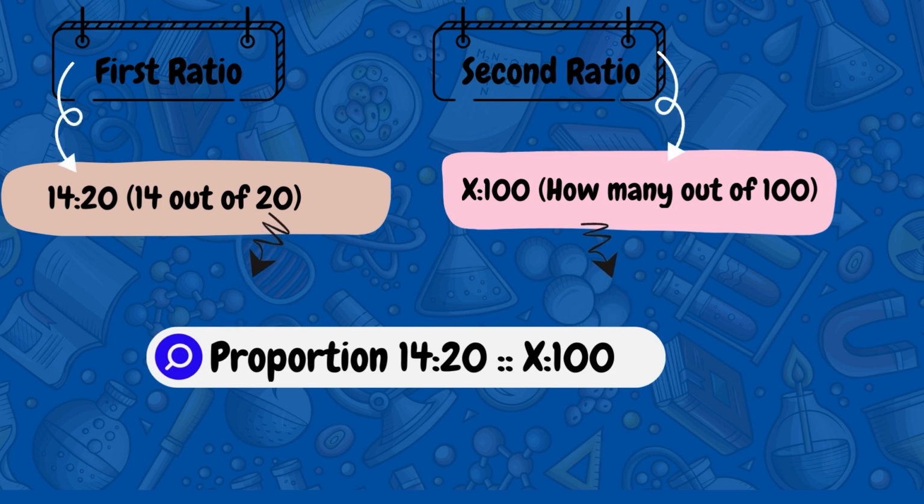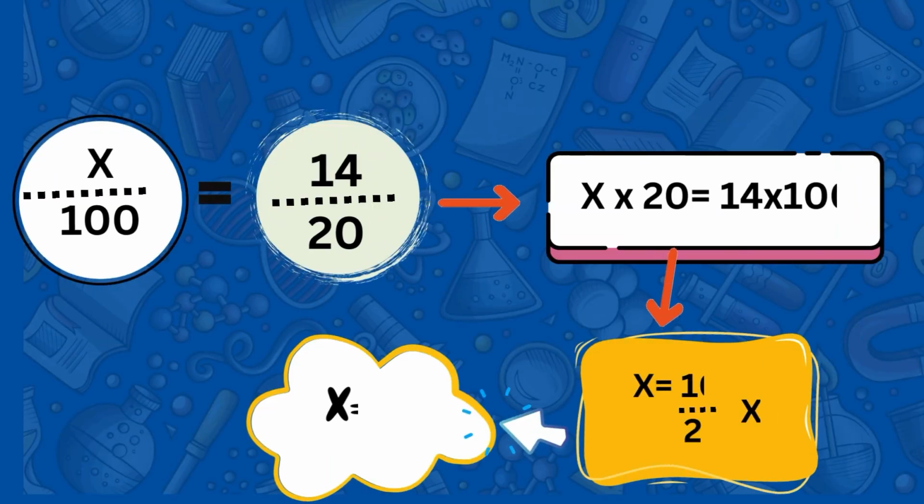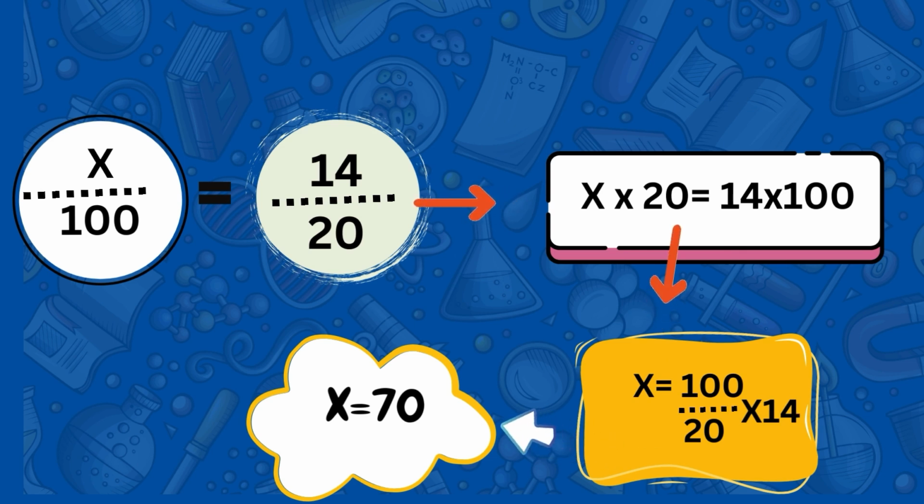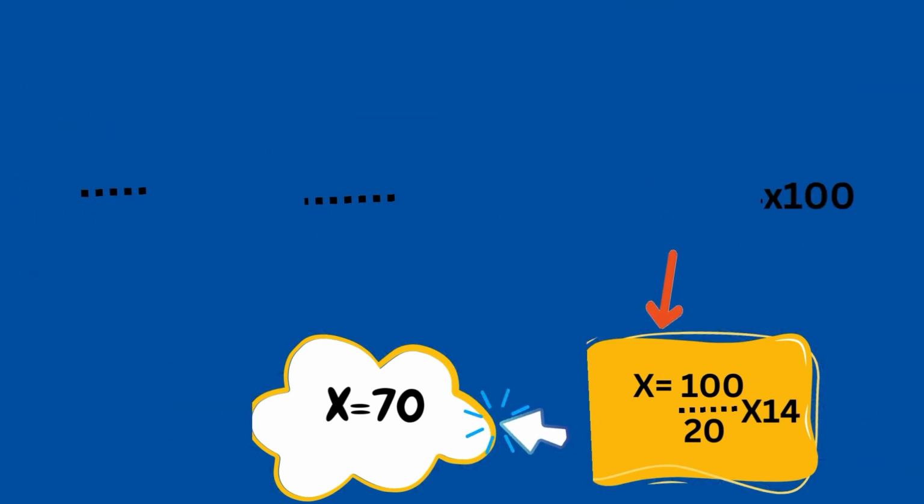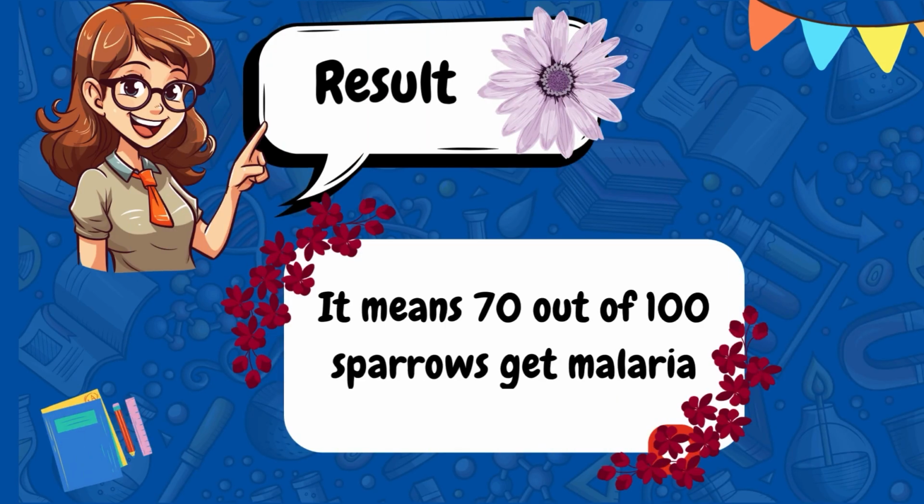So from above, two ratios given, a proportion is formed. 14:20 :: X:100. By solving this proportion, we get the value of X. Here X is equal to 70. It means 70 out of 100 sparrows get malaria.